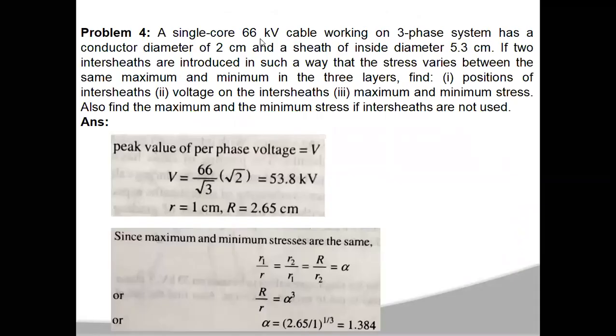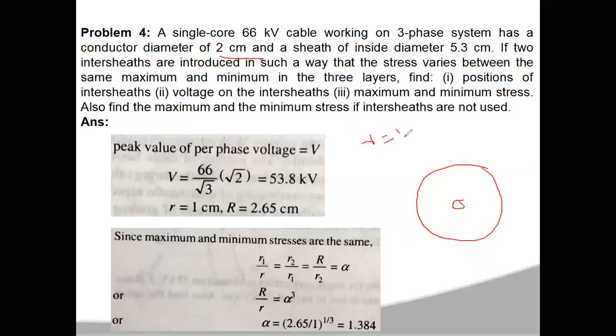See here. A single core 66 kilovolts cable is working on a three-phase system, has a conductor diameter of 2 centimeter and sheath of inside diameter 5.3 centimeter. So here you are having a cable and the conductor diameter is given as 2 centimeters, so radius r will be 1 centimeter. The sheath internal diameter is 5.3 centimeters, so capital R will be half of this, which is 2.65 centimeters. So these two are given.